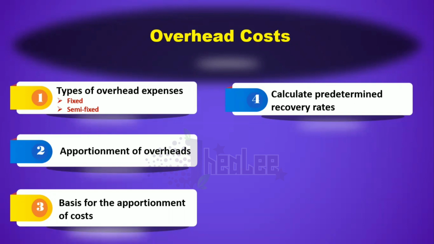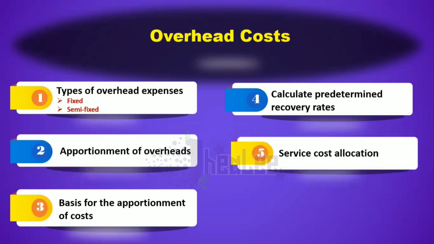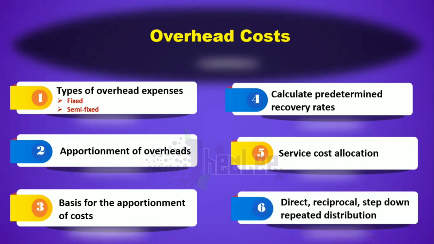And you need to know service cost allocation. In terms of service cost allocation, you need to apply these methods: direct method, reciprocal method, step down, and repeated distribution method. For step down and repeated distribution, that is limited to 2 steps, so you should be able to carry out 2 steps. Remember, you need to practice allocating service costs using the direct, reciprocal, step down, and repeated distribution methods.